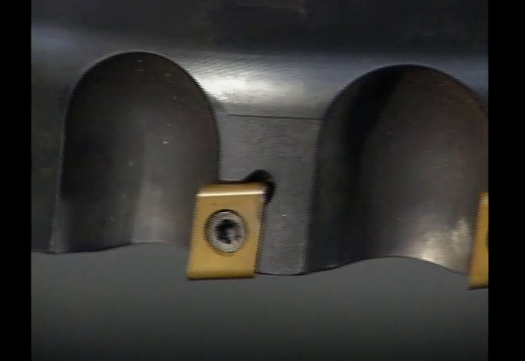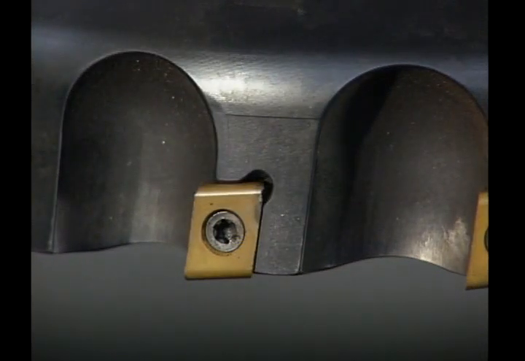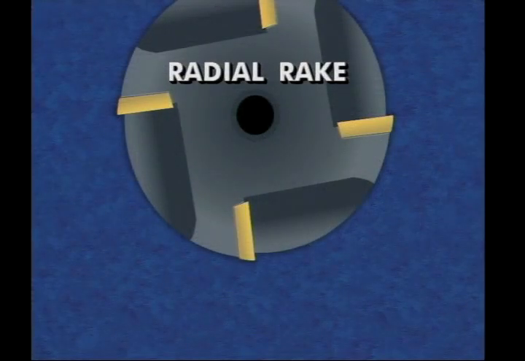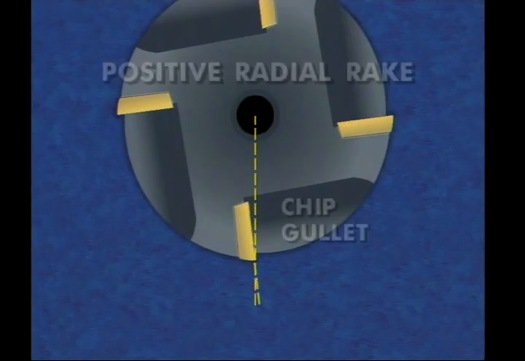Rake angles in milling cutters are determined by the cutter body and by the insert. Two rake angles, the radial rake and the axial rake, are determined by the position of the insert pockets in the cutter body. The radial rake is the angle measured between the insert face and a radial line drawn from the cutter axis to the cutting edge, hence the name radial rake.